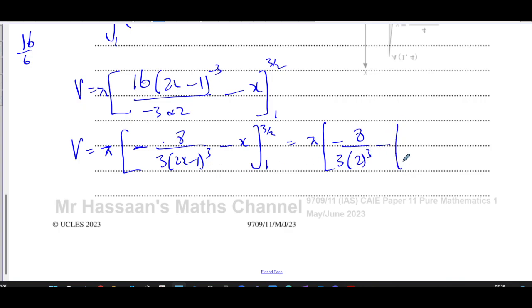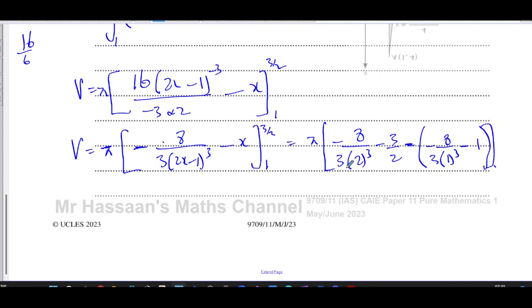Okay, minus, then I'm going to have a minus again here. I'm going to put 1 in here, so I'll have 8 over, sorry, I forgot the minus. My bad here. I've got minus x, so I've got minus 3 over 2, minus, and then I'm going to have minus 8 over 3 times, I'm going to put 1 in here now, so I have 2 minus 1, which is 1, 1 cubed, minus 1.